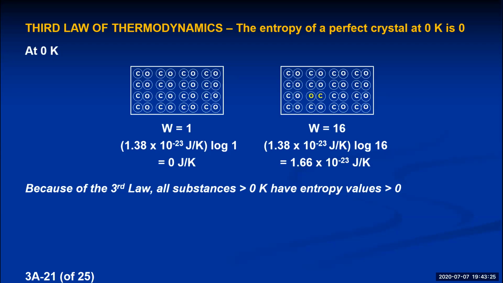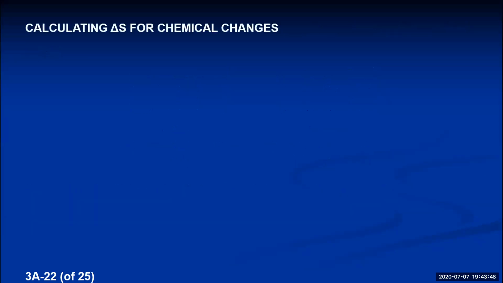Because of the third law, all substances that are greater than 0 Kelvin always have entropy values that are greater than 0. We're going to wind up looking at our thermodynamic table on handout 5, and now we're going to start using the entropy values that are given there. And when you scan through that, you're going to notice those entropy values are all positive. Why is that? It's because of the third law of thermodynamics. And these entropy values we're going to find on handout 5, we're going to use to calculate numerical values for entropy changes for chemical reactions.